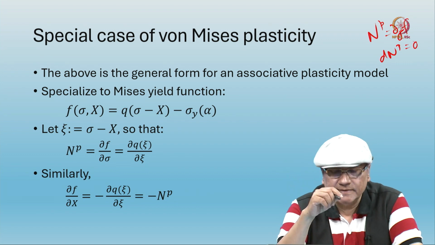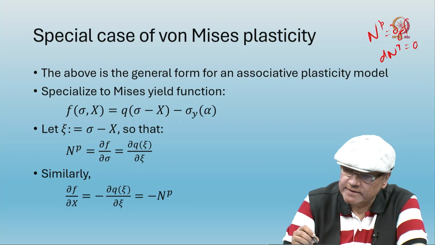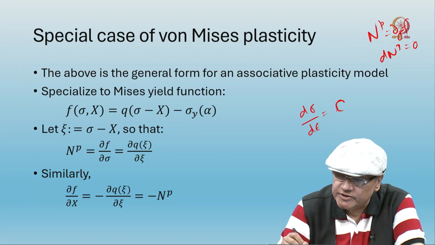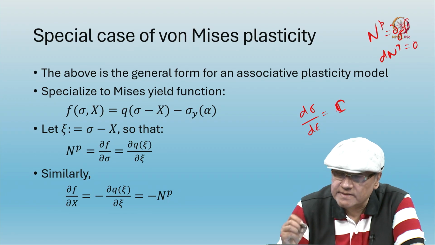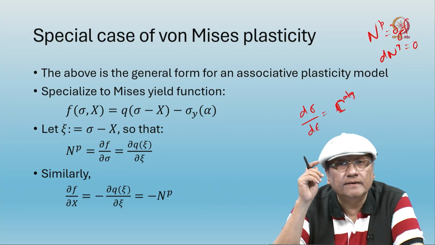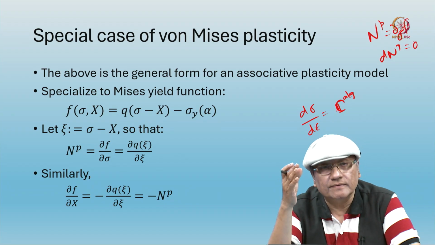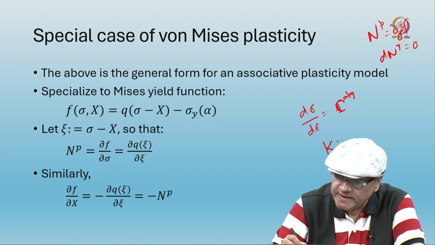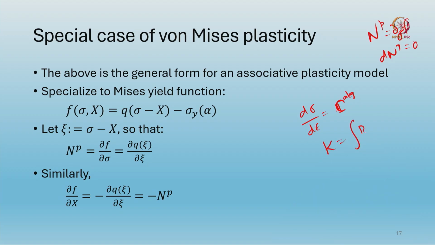Also recall that what we are essentially doing is to find d sigma by d epsilon as my material consistent tangent, the consistent material tangent algorithm. You see, this goes into the expression for the stiffness. How? Because stiffness becomes integral B transpose this material tangent stiffness B d omega.